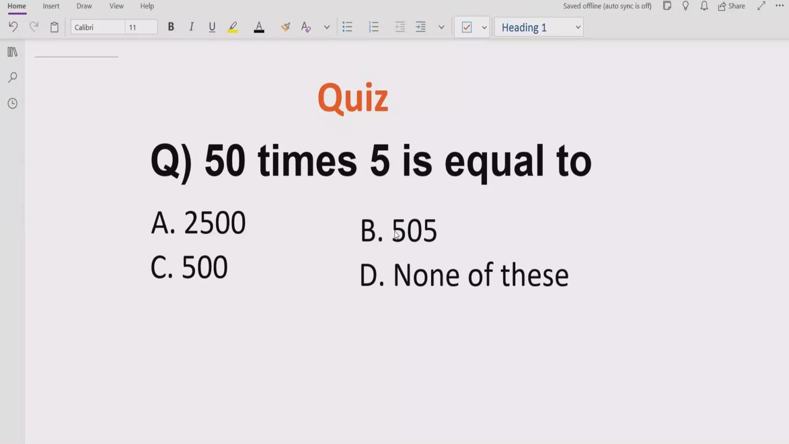Today we are going to learn another quiz, which is 50 times 5 is equal to. So here we have to know what 50 times 5 is equal to, and here we have a few options.